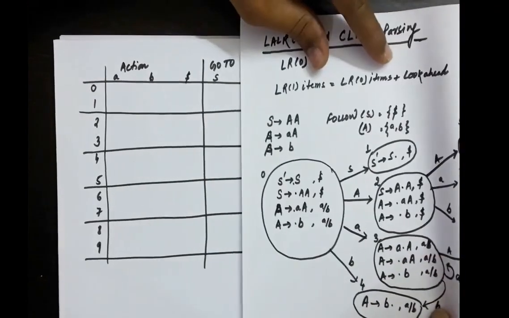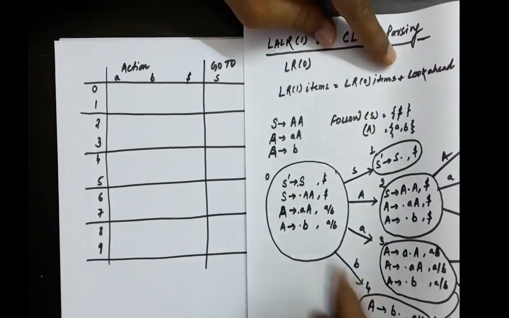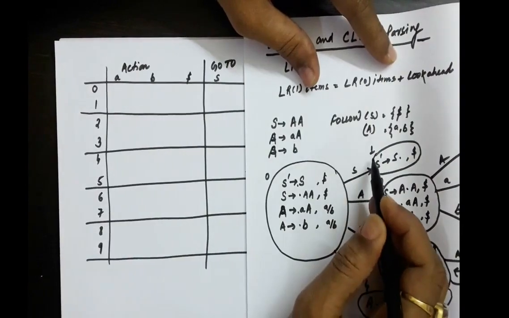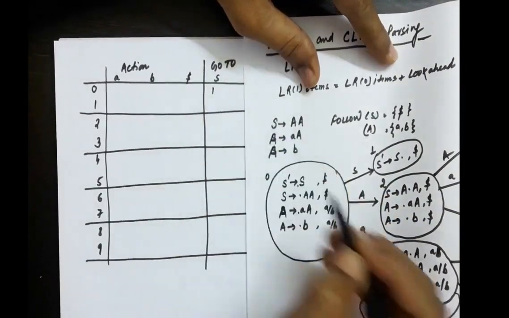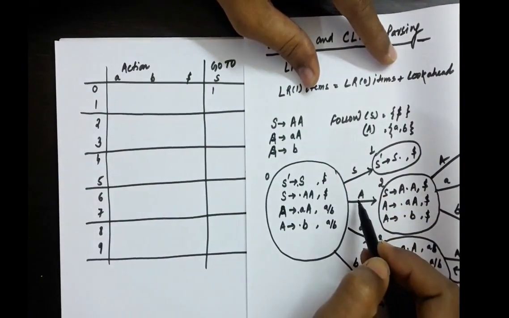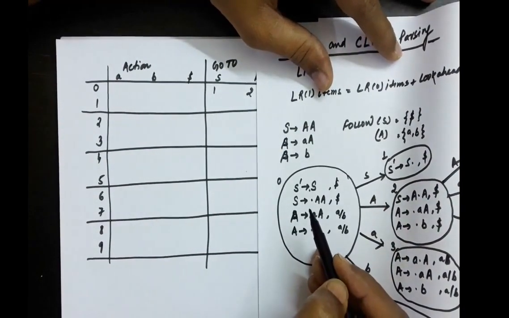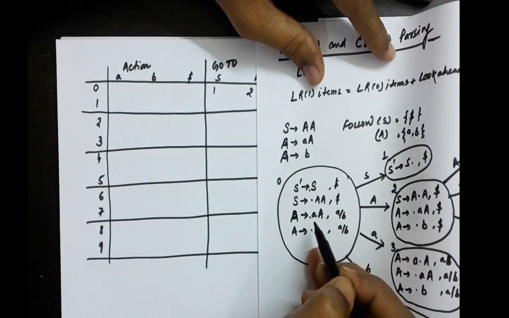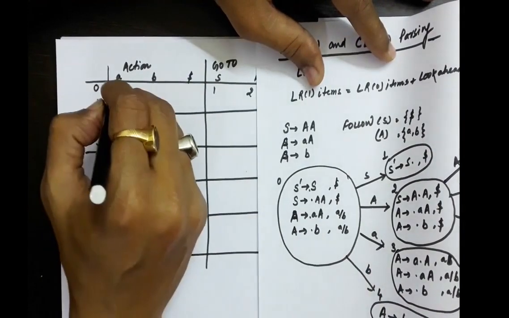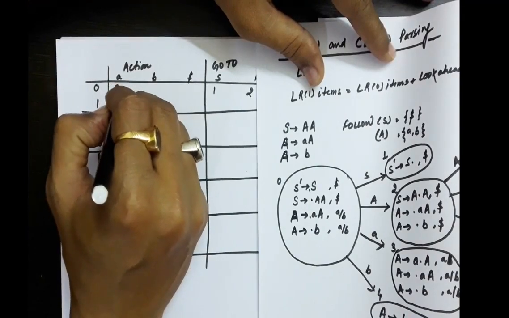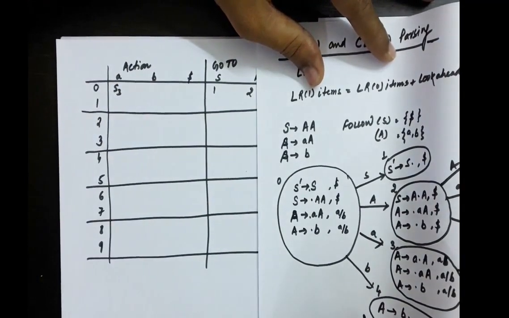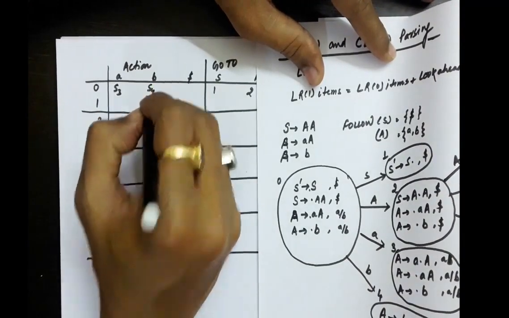So if you see that from state 0 with capital S we are going to 1. 0 with capital A we are going to 2. And then from 0 with small a you are going to state 3, so S3. 0 with b goes to state 4, so you will be writing S4 here.